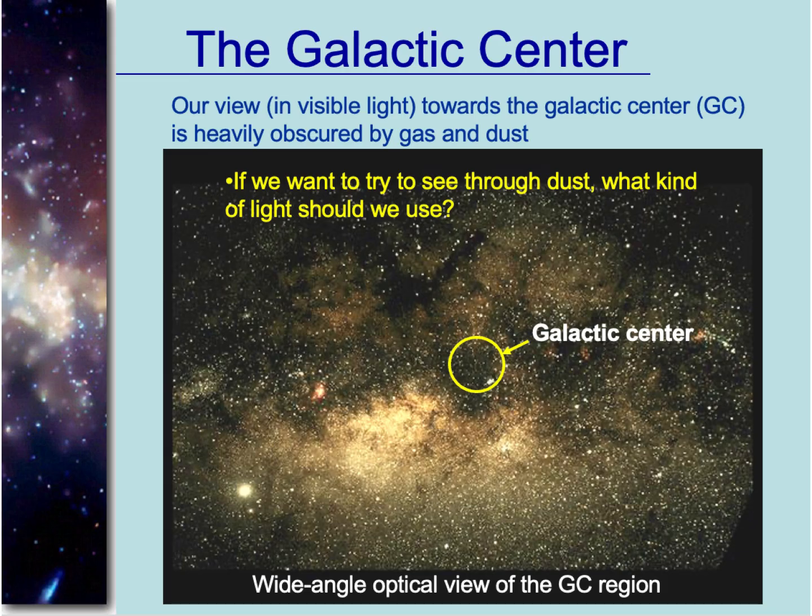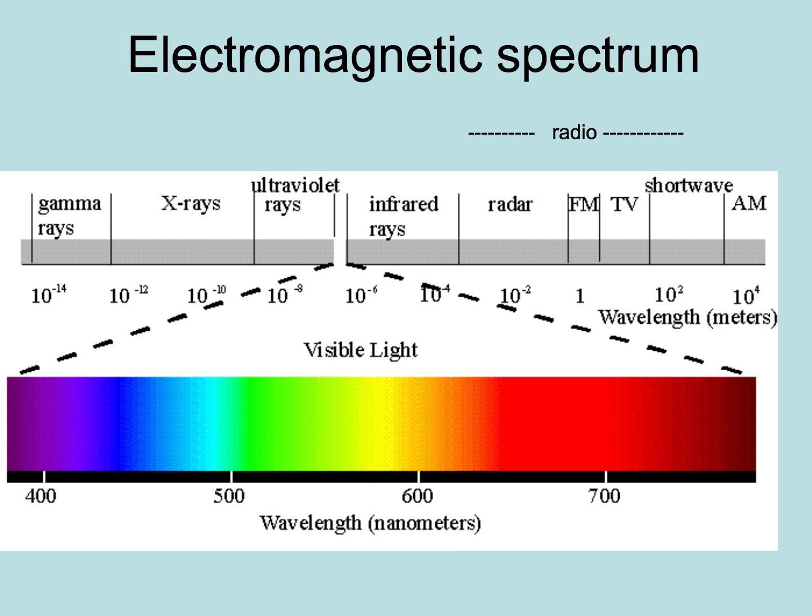I said that in the direction of the galactic center, we can see very little visible light due to gas and dust that blocks that wavelength of light. But if we want to see through that dust, what kind of light should we use? Remember, visible light, the type of light that we can see, is only a tiny bit of all the available light produced by stars. Each type of light, from radio through gamma, has different capabilities regarding penetration through dust clouds.